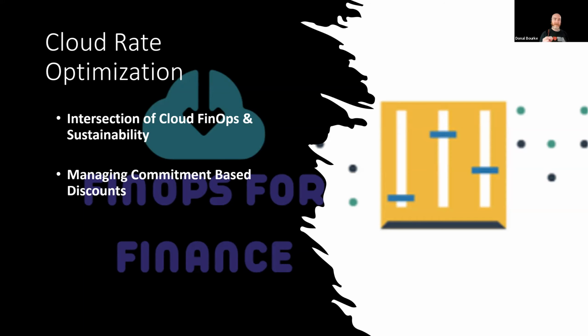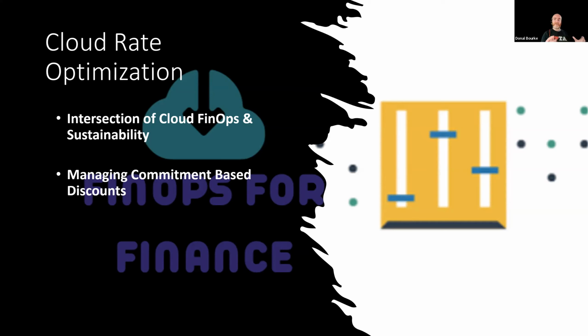But the first one that really hits home with rate optimization is managing commitment based discounts. So this is your reserved instances, your savings plans, convertible reserved instances, CUDs, committed use discounts, all these instruments that the cloud providers give you, which you can purchase in different ways. You can buy a 1 year or a 3 year. You can pay for it upfront, no upfront or partial upfront.